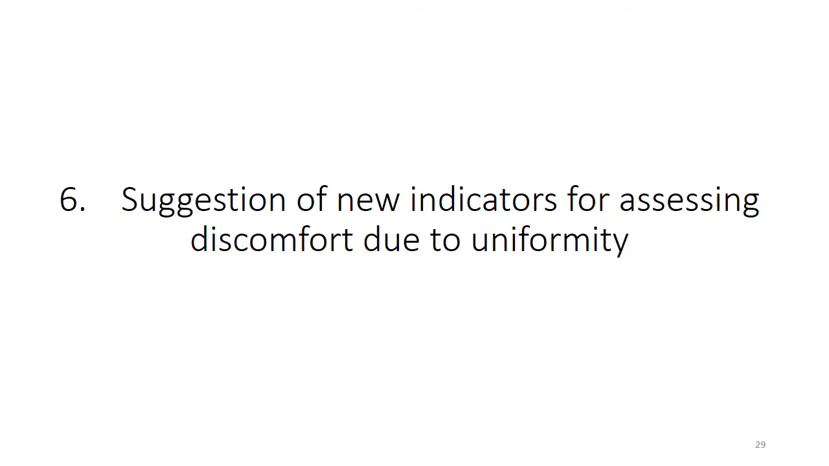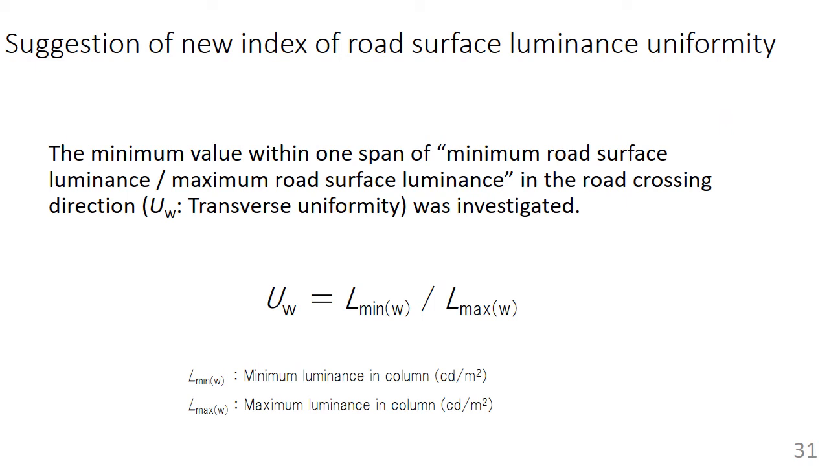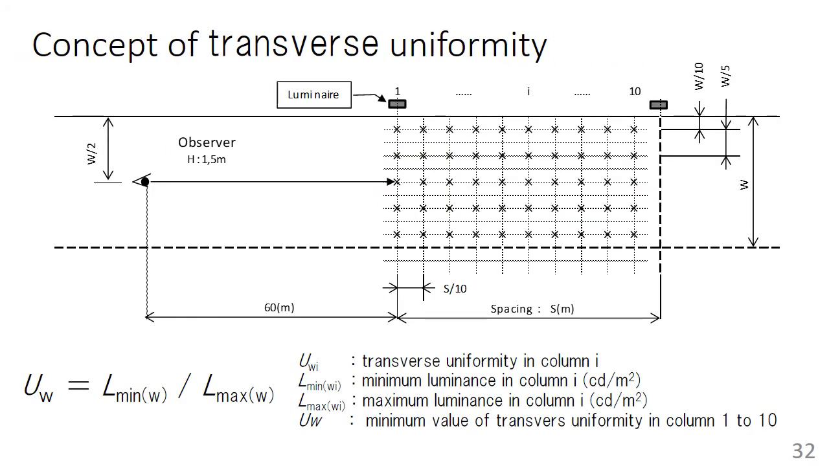I will explain the suggestion of a new index for evaluating discomfort due to uniformity. In tunnels with LED luminaires and drainage pavement, dark areas occur near the roadside zone, so an index that can be evaluated comprehensively is desirable. The minimum value within one span of minimum road surface luminance divided by maximum road surface luminance in the road's crossing direction (UW) was investigated. The measurement points are as shown on the slide.